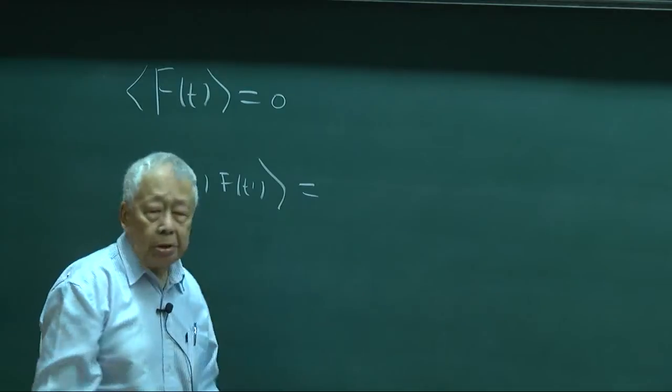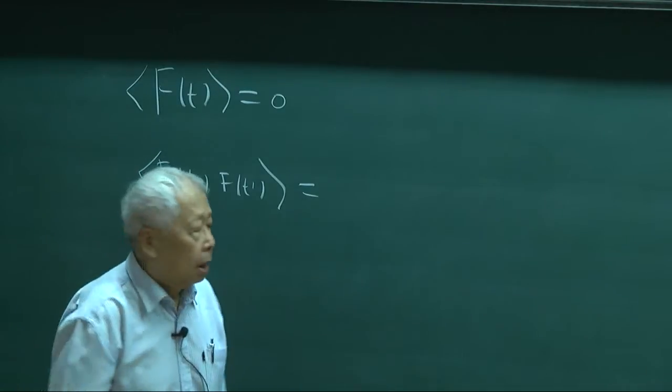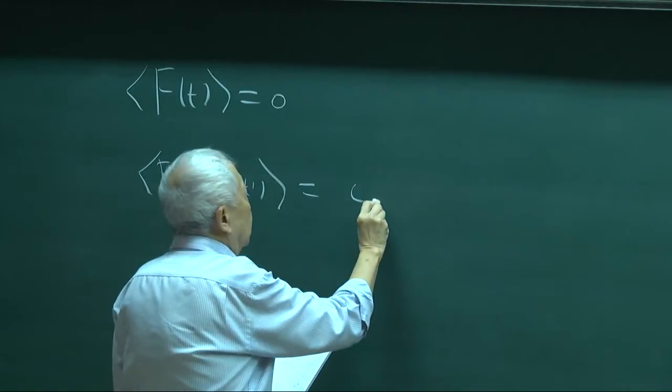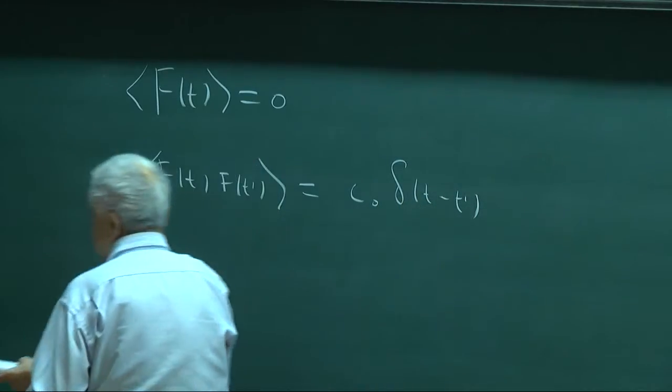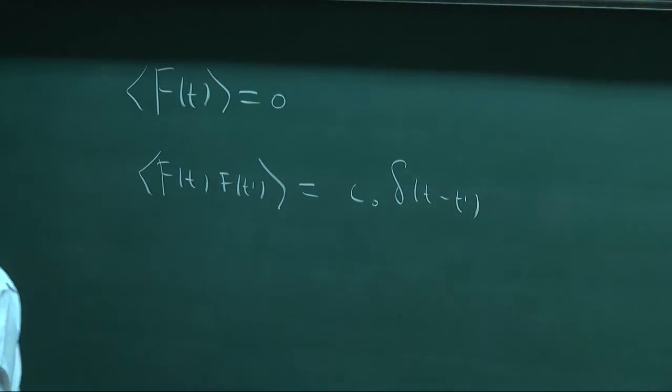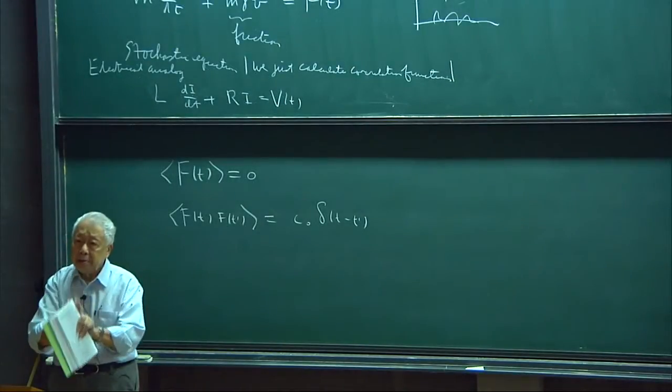It's at this point that we specify the model. We assume that it's equal to some constant times the delta function of t minus t prime. That is, the correlation time is very short. Now, in Brownian motion, this correlation time should be of the order of molecular time, 10 to the minus 20th second. We assume that it's 0. We ignore it. So we have a delta function. There's no correlation except when they are right at the same time.